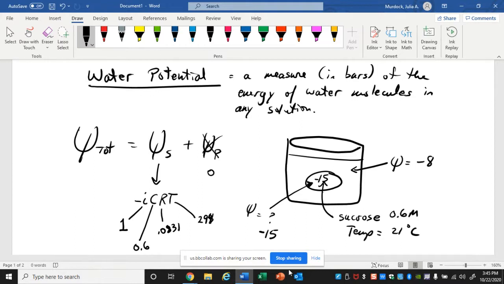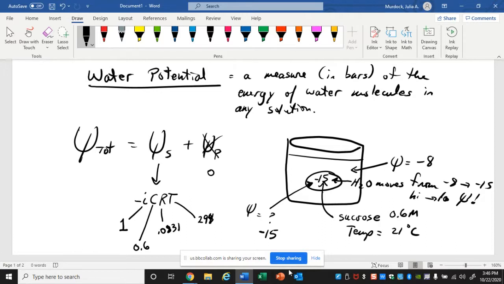So now the next question is, where is water going to go? Remember, water always moves from higher to lower. So the water will move inside the potato. Yes. And you know this because? Because the potential negative 8 is higher than negative 15. Yes. From high to low potential.